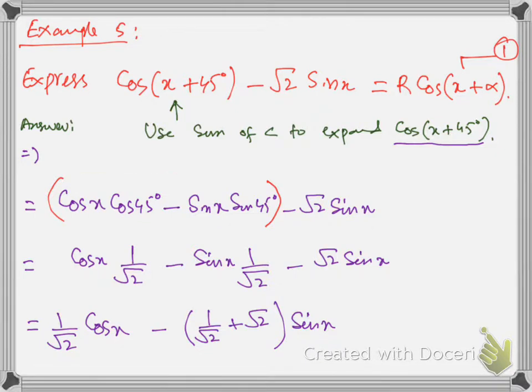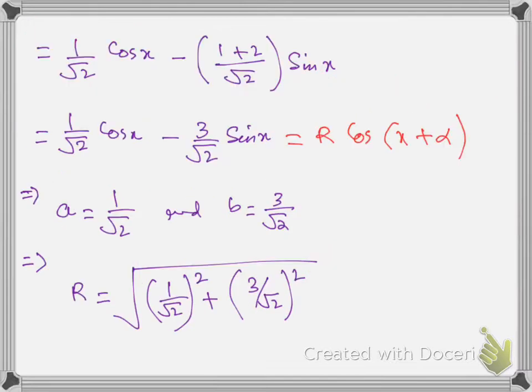Then substitute cos 45 here, sin 45 here, and then take sine common from these two terms, and then we have 1 upon root 2 cos x. Finally we have this thing. This is the simplified form, and this is the form which we can express into this form.